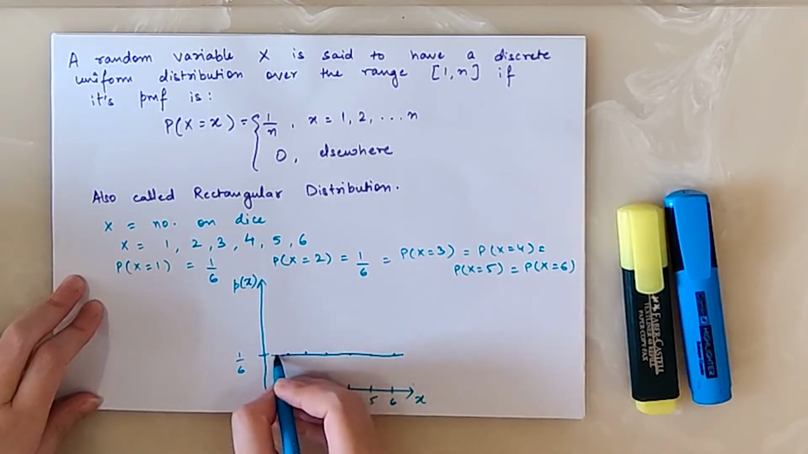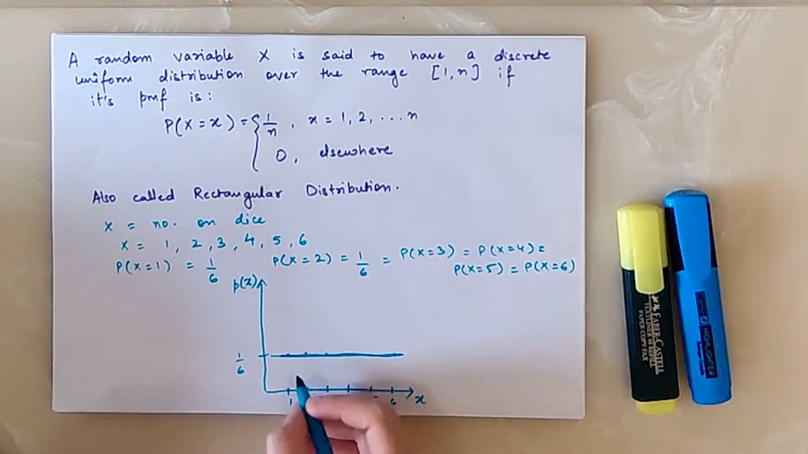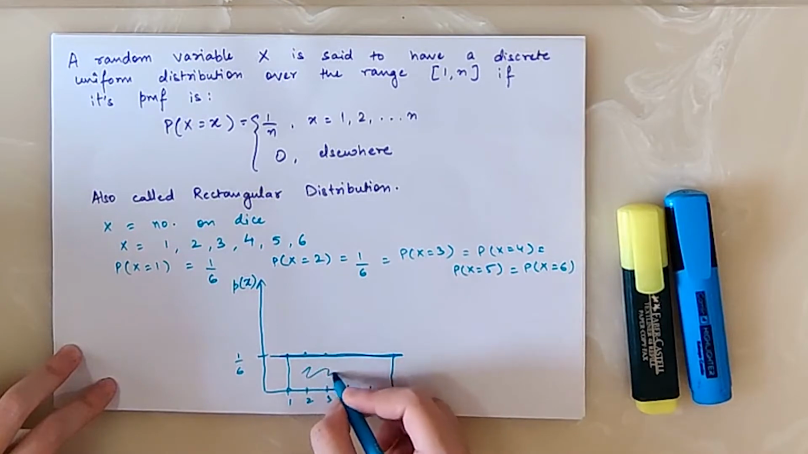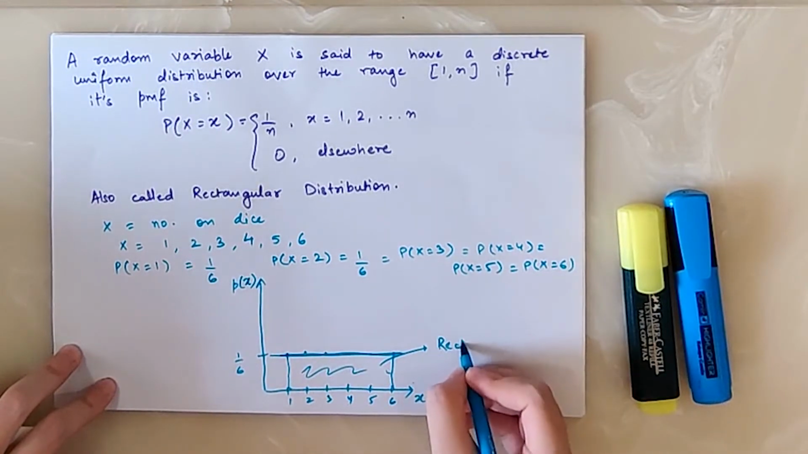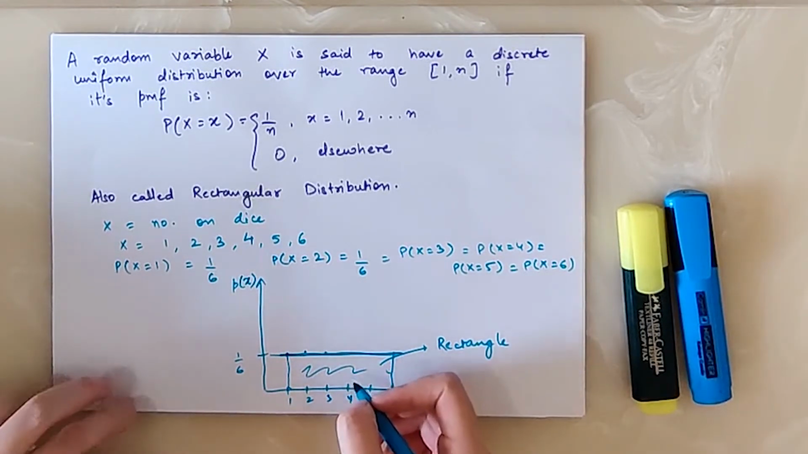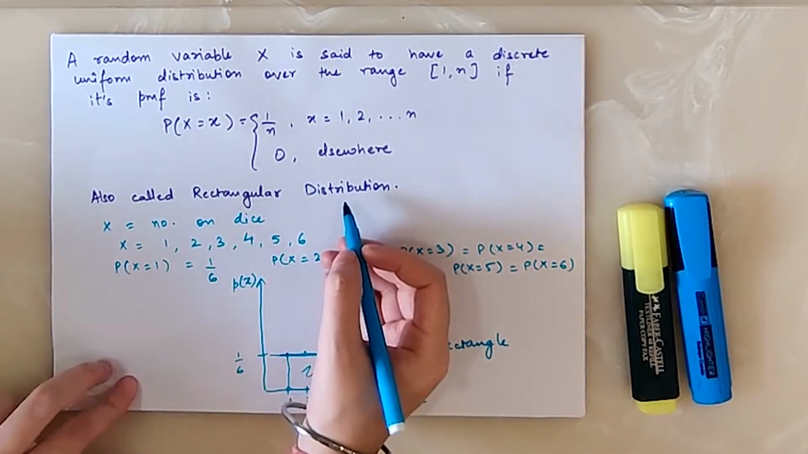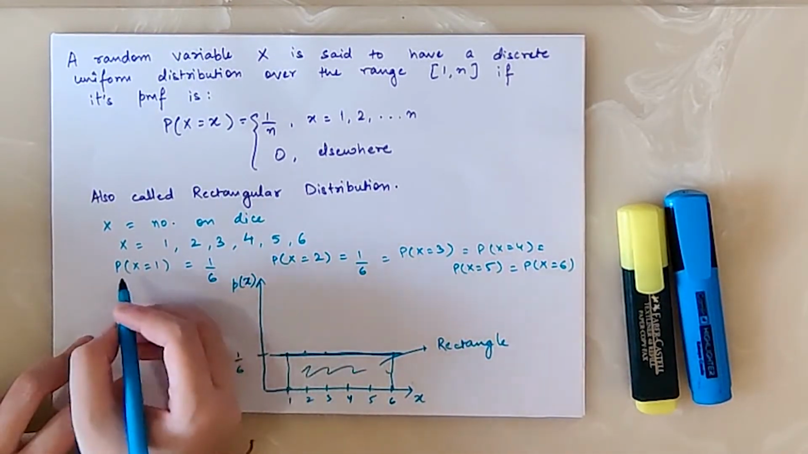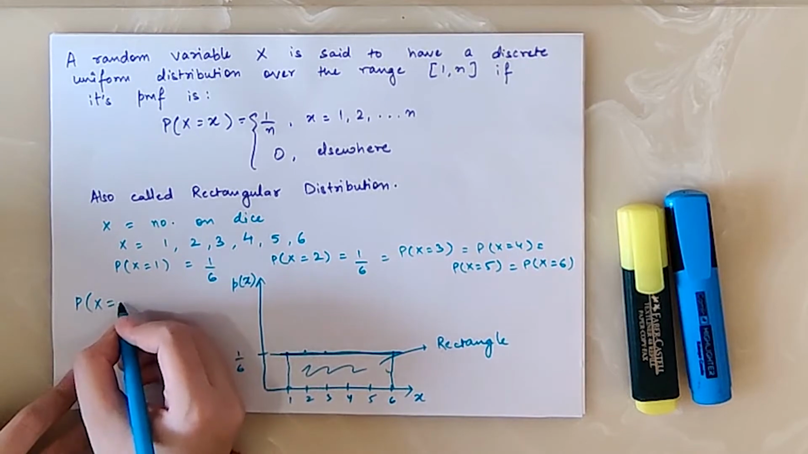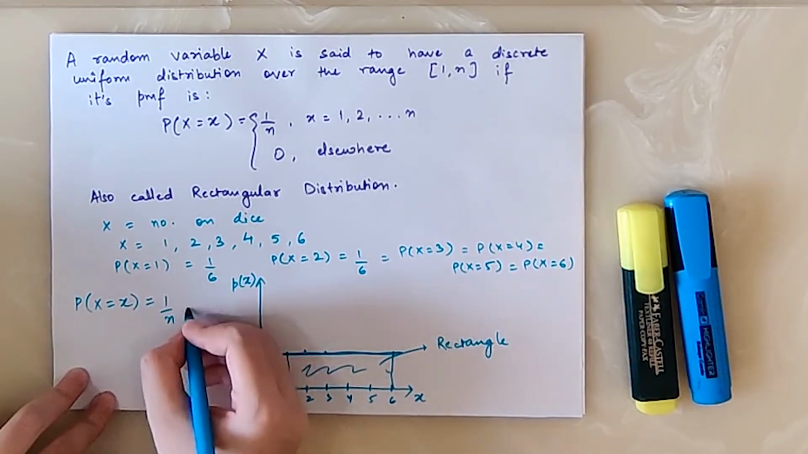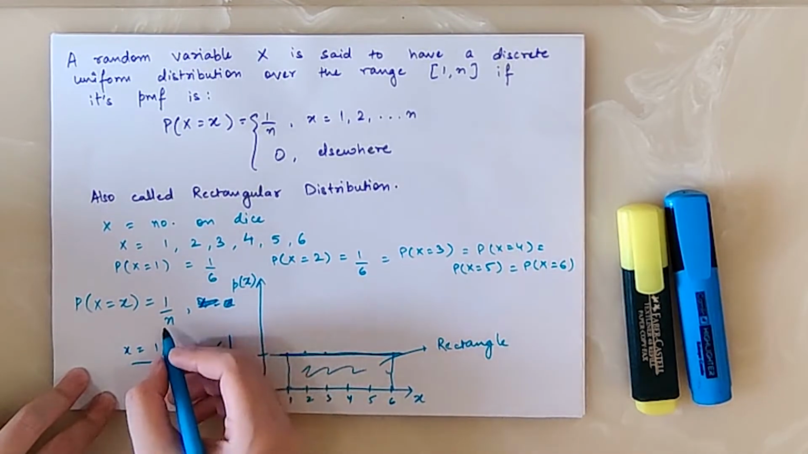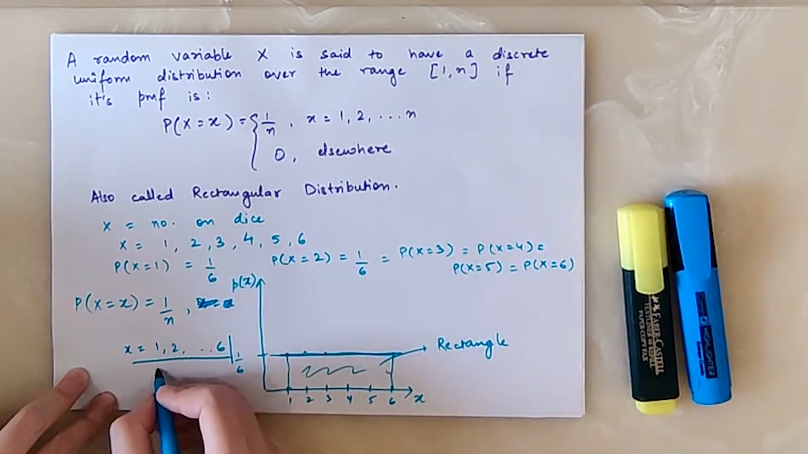Now if you see over here, we draw this particular line. This forms a rectangle. This is a rectangle shape. So that is why, because of the nature of this particular graph, it gets its name as a rectangular distribution. Now if we generalize this, probability X = x is 1 by n, where x = 1, 2 till n, which over here is 6.